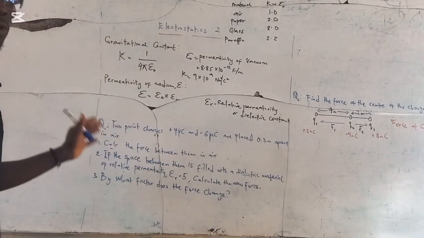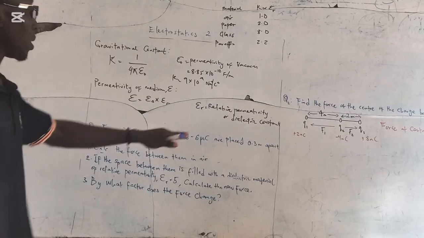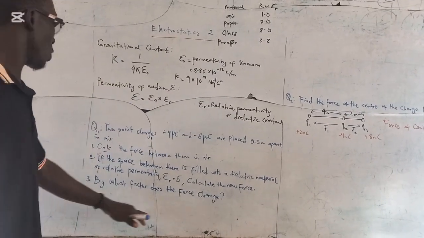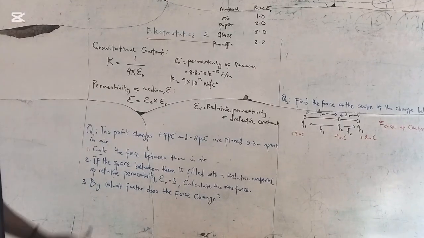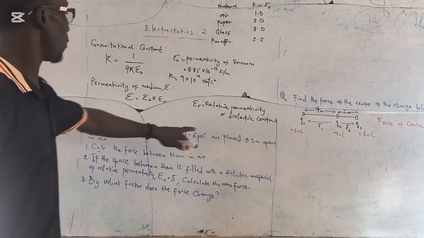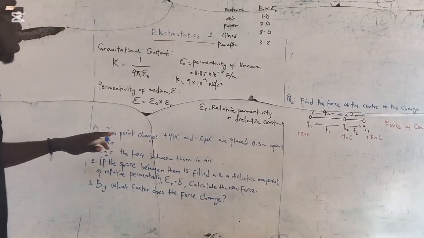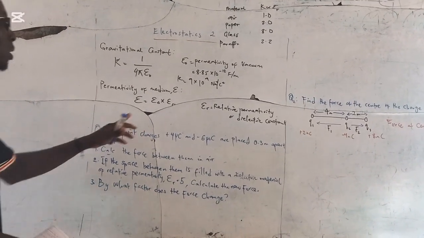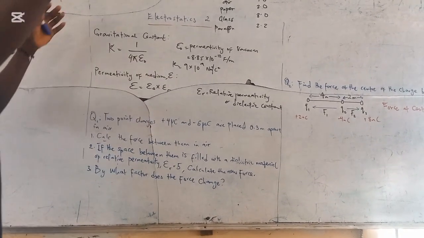We are still making use of Coulomb's law, but we are going to be inserting the relative permittivity according to what we are given. Lastly, we are going to check the factor by which the force changes. I told you in the first session that if your charges are opposite, the force will be attractive, because the positive charge is releasing charges and the negative charge will not accept it.